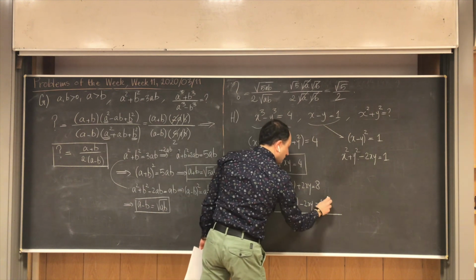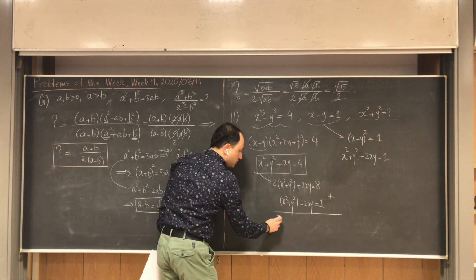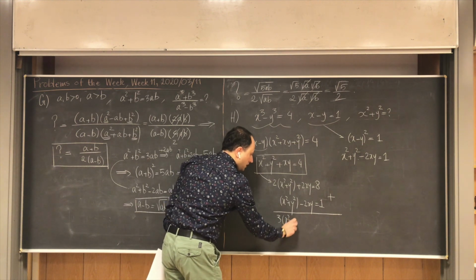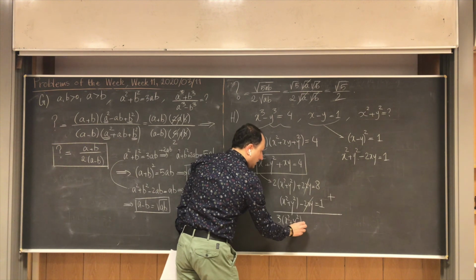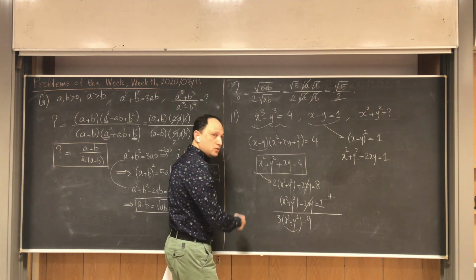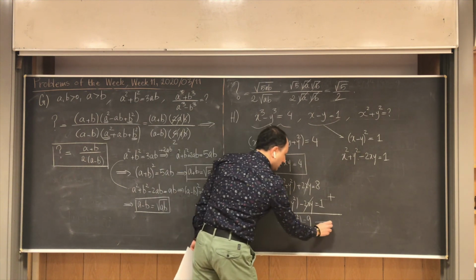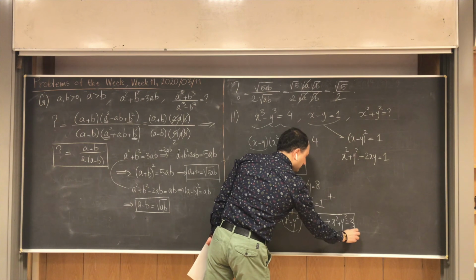If I add these two expressions, 2 times x squared plus y squared plus one of them becomes 3 times x squared plus y squared. And this one and that one are canceled. 1 plus 8 is 9. So now my question mark is this, so I divide everything by 3. So then it means that x squared plus y squared is actually 3.